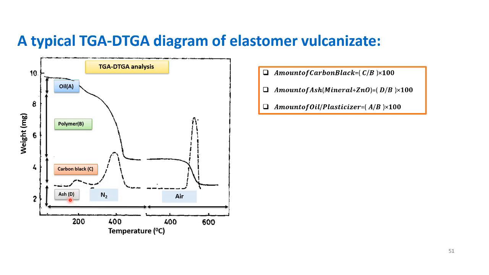Then the amount of ash, which can be because of minerals or ZnO. ZnO comes from the fillers or some other impurities. That is denoted by D. So the ratio of D to B will give us the amount of ash present in our elastomer.